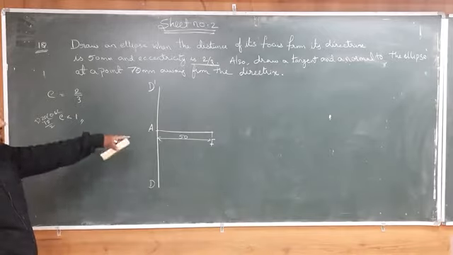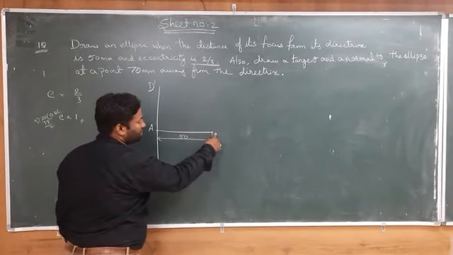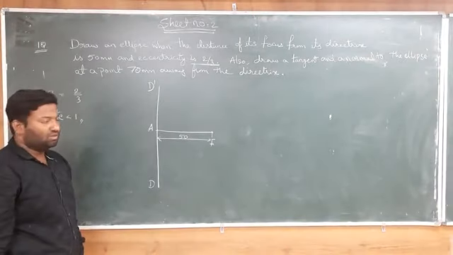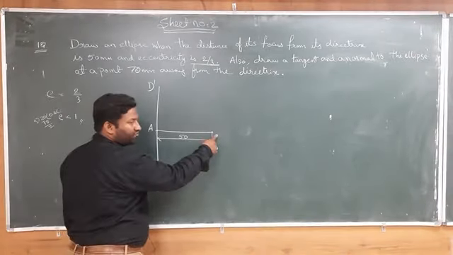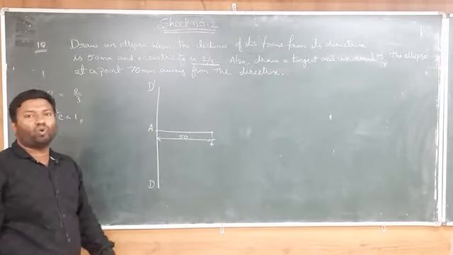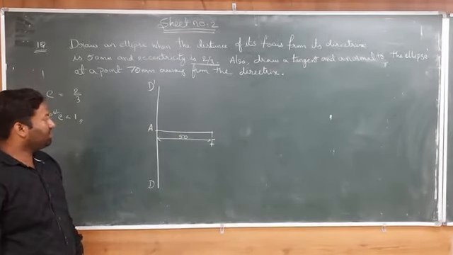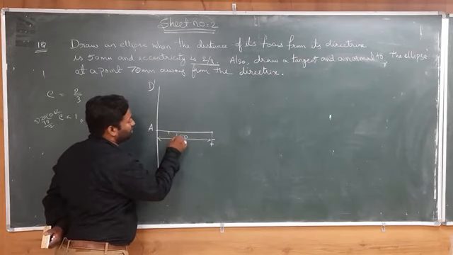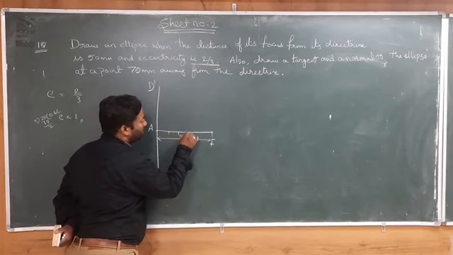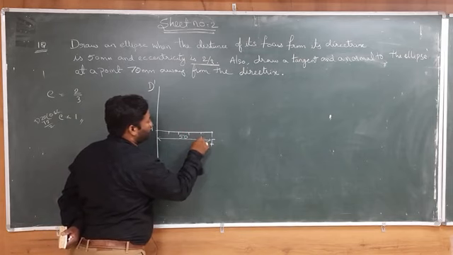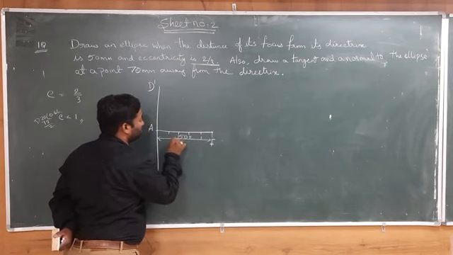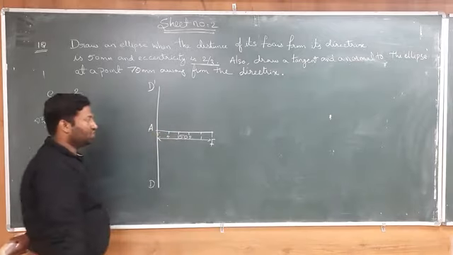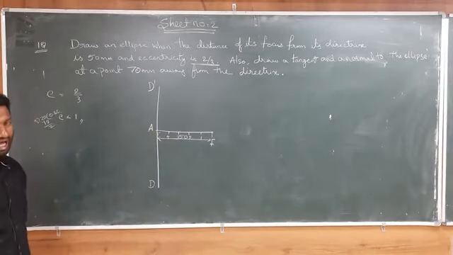Now, to draw that, whatever the distance from A to F is given, we have to divide this into 5 equal halves. The distance from A to F is 50 mm, so it is very easy for us to divide the focus line into 5 equal parts. That is, each equal part will be 10 mm. So here 1, 2, 3, 4, and this is our fifth part. So here we are getting the 5 equal parts.